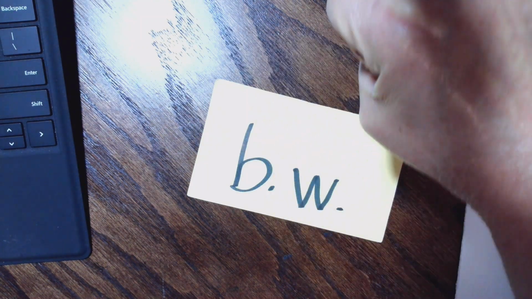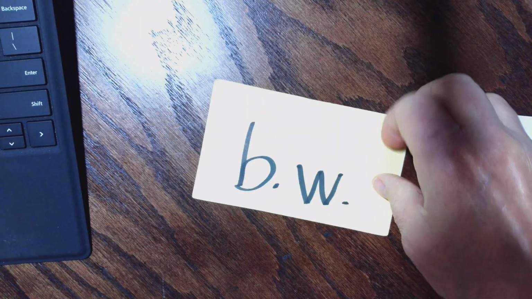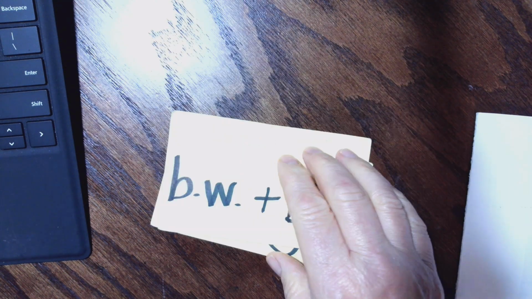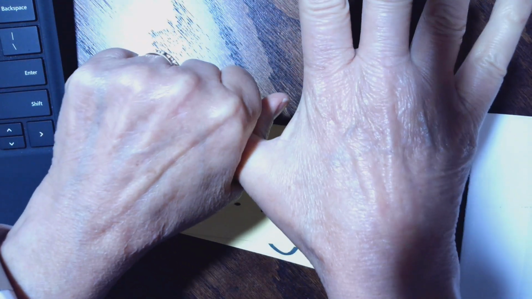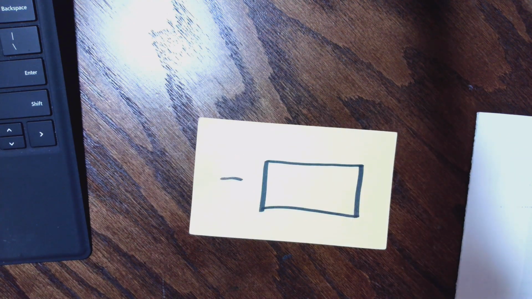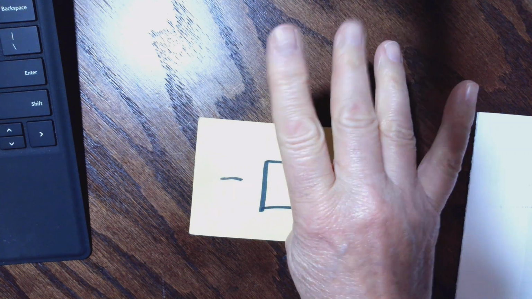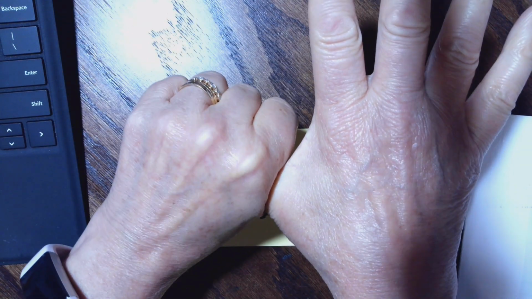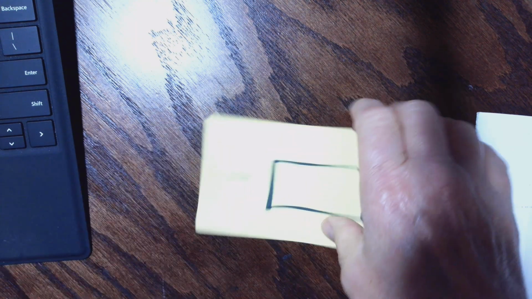A base word is a plain word with nothing added to it. A base word plus a suffix is a derivative. Vowel suffix ing, singing, ing, happening now. A suffix is a letter or a group of letters added to the end of a base word. A suffix is coded with a box.